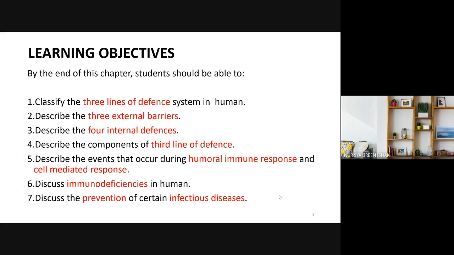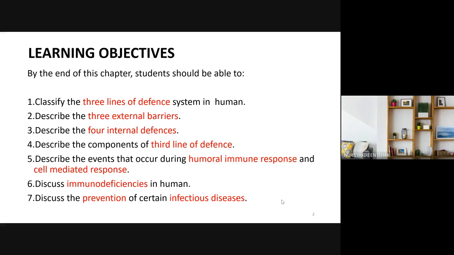Okay, third line defense, if the pathogen manages to penetrate the second line defense, dia akan jumpa dengan third line defense. So third line defense ni dia akan trigger the specific lymphocyte to defense against a more specific pathogen. Okay, so for the third line defense, for example, it involves the B cell to produce and secrete antibody. So antibody ni sebenarnya dia adalah di dalam third line defense. Okay.